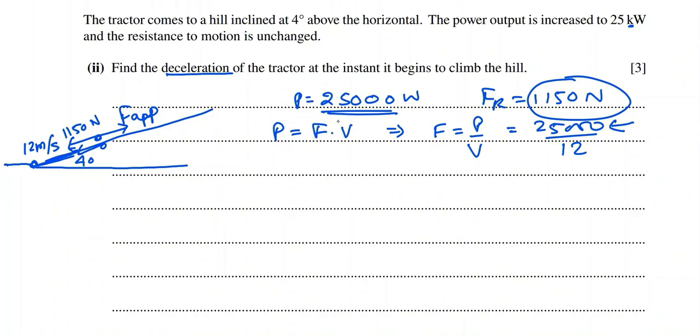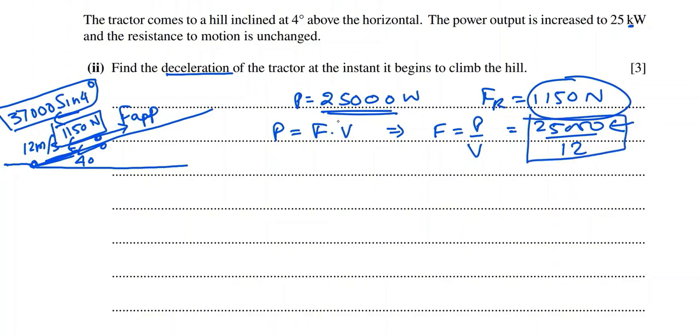So the force which is downwards because of the weight will be the sine component of this, 37,000 newtons sine 4 degrees. This will be a force which will cause deceleration. This will be another force that will cause deceleration. And this will be the force which will try to bring it ahead. So F net equal to MA, which is equal to applied force minus resistive force.